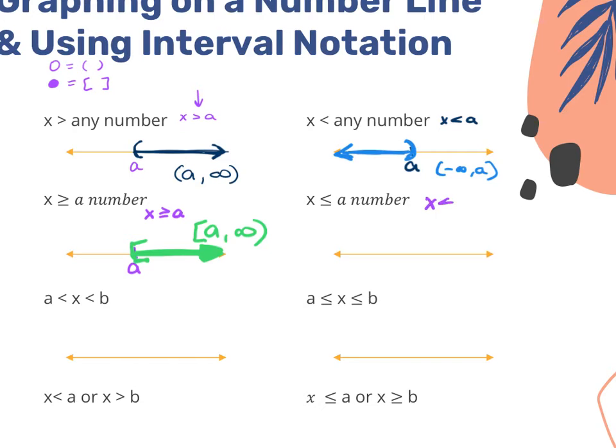So if I had x is less than or equal to a, then I would plot a, I'd get a bracket at a, and I'd point it left, and it would be negative infinity to a, with a bracket on a.